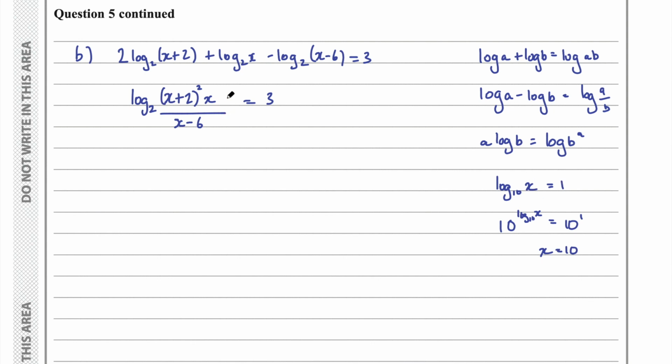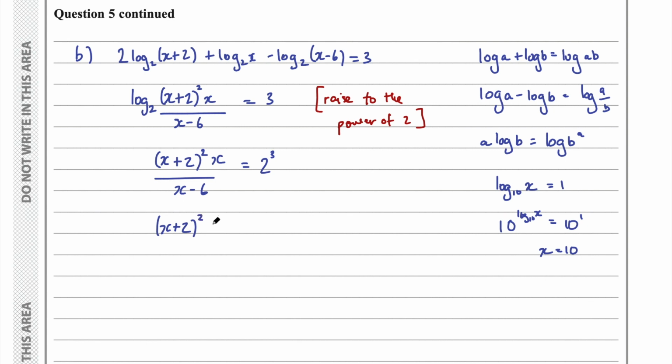So raise both of these to the power 2. That log base 2 will cancel out. We'll just be left with x plus 2 squared times x over x minus 6 equals 2 to the power 3. If you go from this step to this step, you might want to explain what you've done: raised to the power 2. And now we can try to simplify this. So 2 cubed is 8. Multiply the right hand side by x minus 6. On the left we'll be left with x plus 2 all squared times x equals 8 times x minus 6.